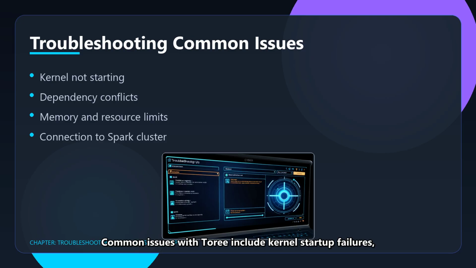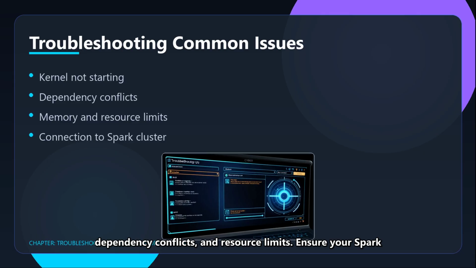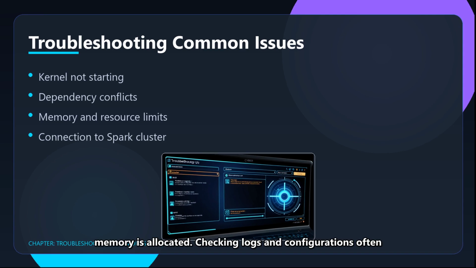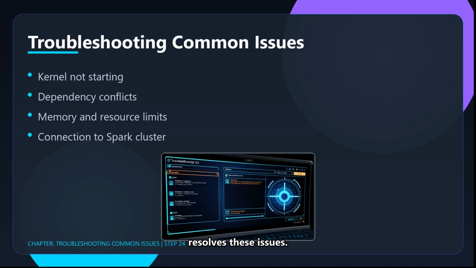Common issues with Toree include kernel startup failures, dependency conflicts, and resource limits. Ensure your Spark cluster is reachable, dependencies are compatible, and sufficient memory is allocated. Checking logs and configurations often resolves these issues.